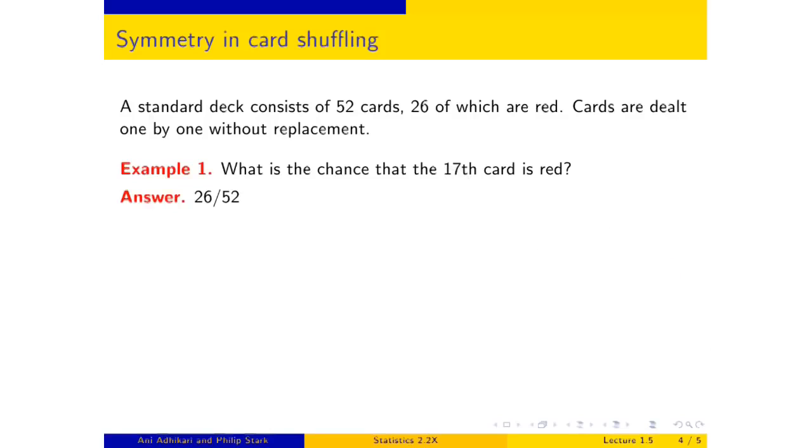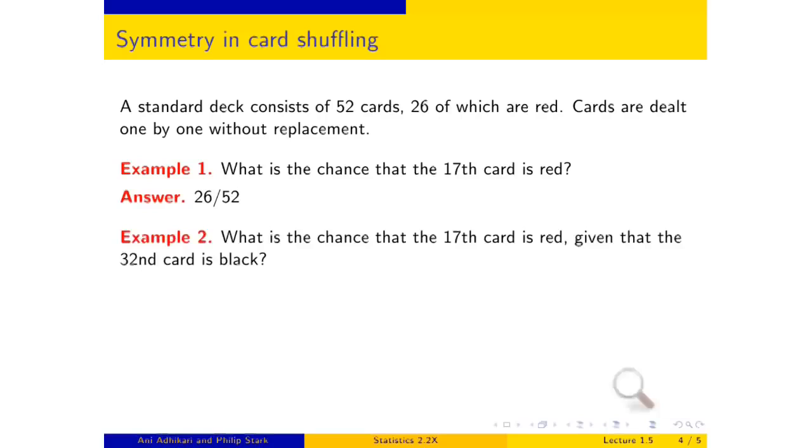The answers will change if I give you a little bit more information. So next, what is the chance that the 17th card is red? And now I'm going to tell you that the 32nd card was black. I have dealt the whole deck, and I am willing to now feed you a little bit of information. Card number 32 was black. So now what's the chance that card number 17 is red? Well, how many cards could possibly be in position number 17?